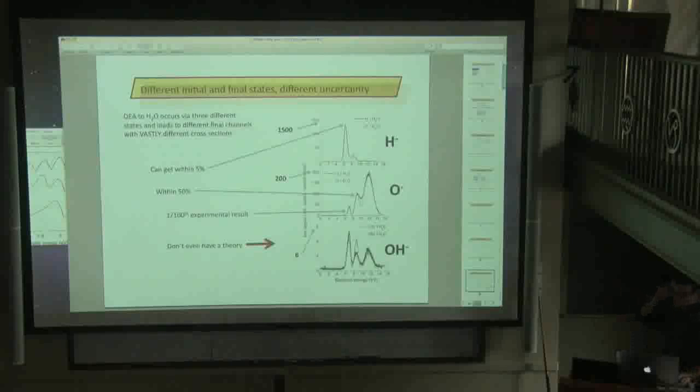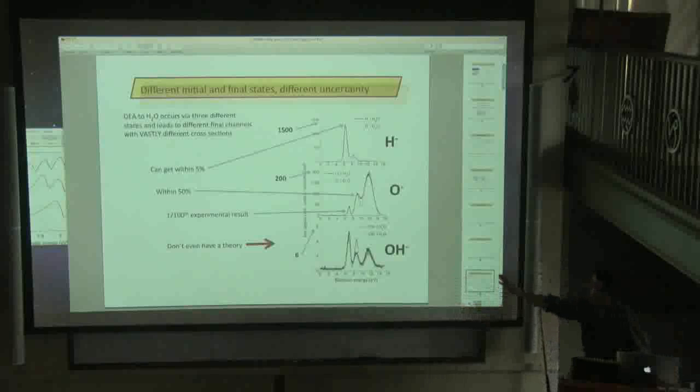So here's an example of water. This is to hammer home the point that these systems are polyatomic and they lead to many different channels. So for instance, you see here we have 3 peaks. There are a total of 3 peaks, and those are 3 electronic states. Okay, and then we have the 3 final dissociation channels. You see the magnitude of the cross-sections are very different. You go from 1500 down to 6.